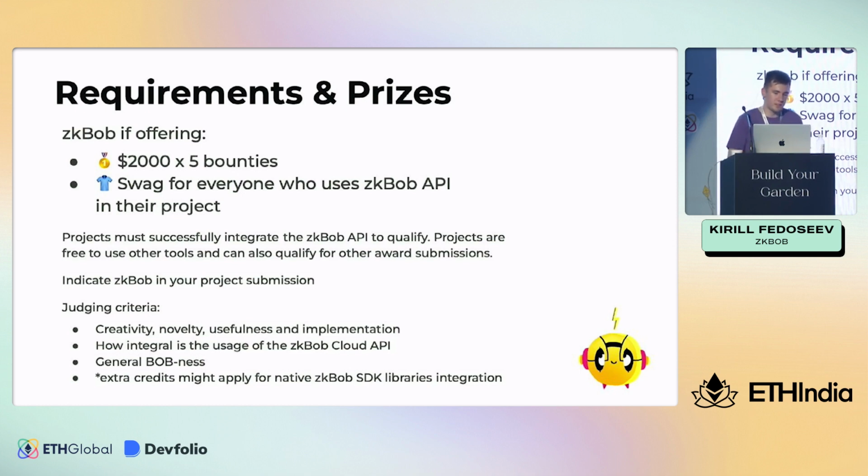During the judging process, we'll consider, of course, creativity, novelty, usefulness, and the general implementation details of your solution. We'll see how integral the usage of the zkBob Cloud API is within your project. We also will see how your project aligns with the overall vision of the Bob ecosystem we have. That's what we call general Bobbiness. Also, take note that extra credits might apply in case you natively integrate with zkBob SDK libraries, which directly operate with SNARK circuits and proof generation. This might be a more advanced topic, but in case you successfully did something like that, that would definitely be considered and rewarded with some extra credits for the grading.